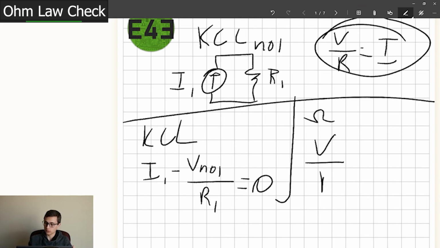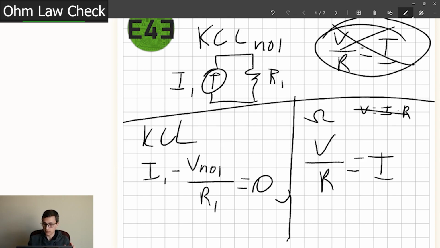So voltage divided by resistance equals current, because we know V equals I times R. So what we did is we divided both sides by resistance. That's the form that we get. Great. So trying to make this look the same. What is the voltage across our resistor? Well, that's VN01. Okay. Our resistance is R1. Our current is I1. Okay.